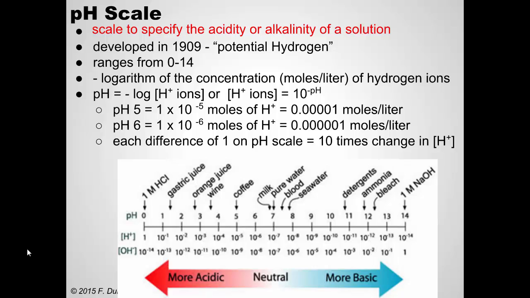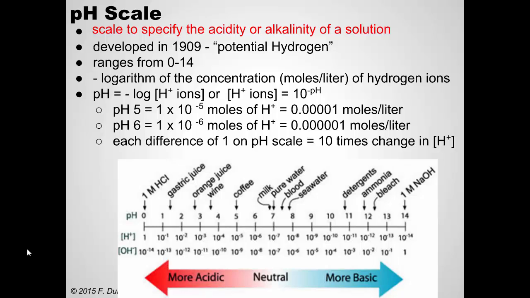So a pH of 5 means we have 0.00001 moles of hydrogen per liter. For a pH of 6, we have to add another decimal in there. It's 0.000001 moles per liter. So as we go down that pH scale, at the very end, a pH of 0, what's 10 to the 0?